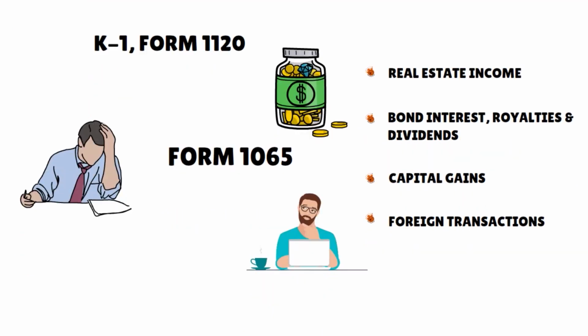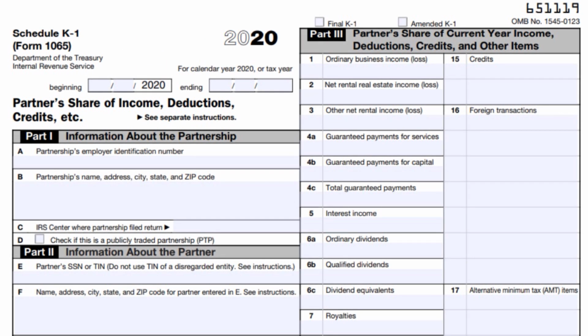Let's dig into the info. So you have Part 1. We actually showed you on the screen right now. You have Part 1, information about the partnership. In item A, you need to enter your partnership's employer identification number. Item B, you will need to enter your partnership's contact information here. Item C, you need to identify which IRS filing center you are sending Form 1065 or Form 1120S to.